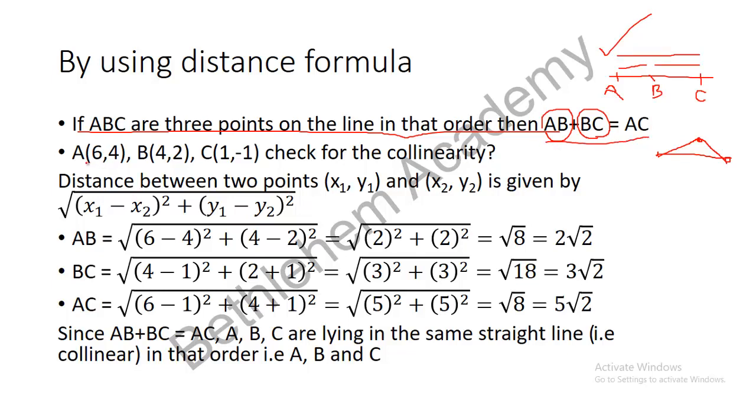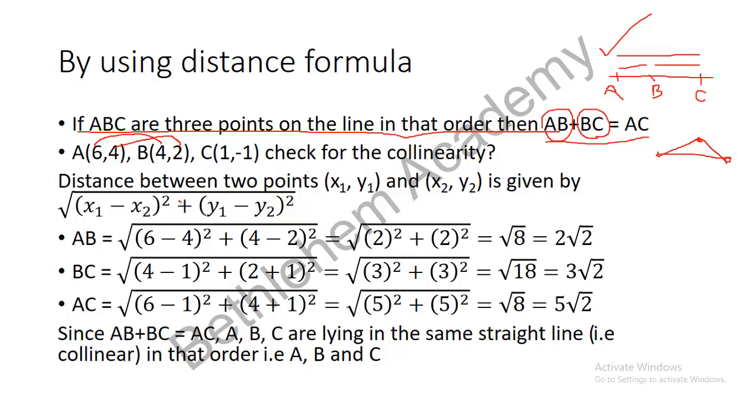Let's take the example. A is (6, 4), B is (4, 2), C is (1, -1). Check for the collinearity, that means see if they are collinear or not. Using the distance formula, we know the distance between the 2 points (x1, y1) and (x2, y2) is the square root of (x1 minus x2) square plus (y1 minus y2) square. Distance between A and B is root of (6 minus 4) whole square plus (4 minus 2) whole square. 6 minus 4 is 2 square, 4 minus 2 is 2 square, that is root 8, which is 2 root 2.